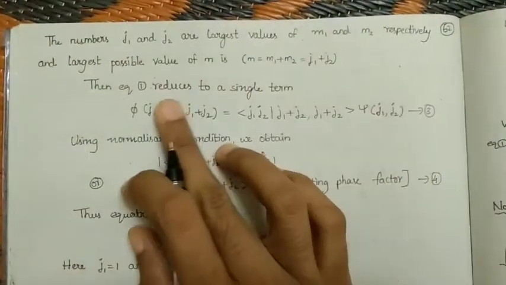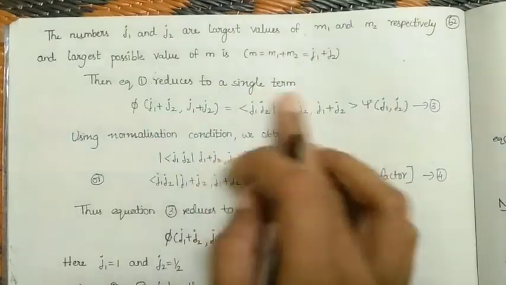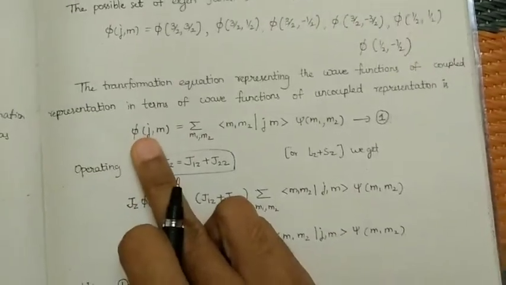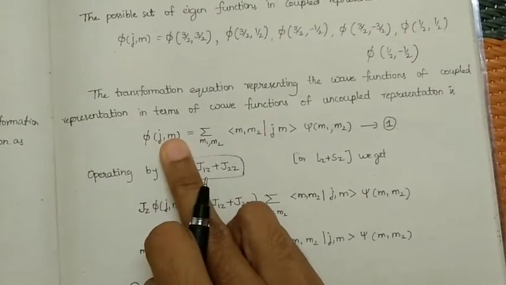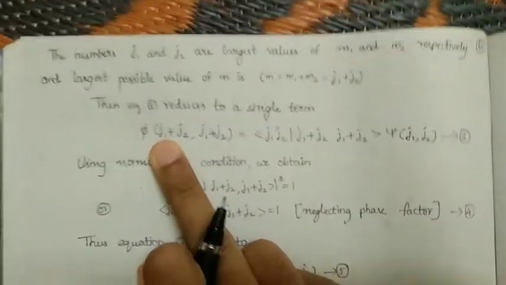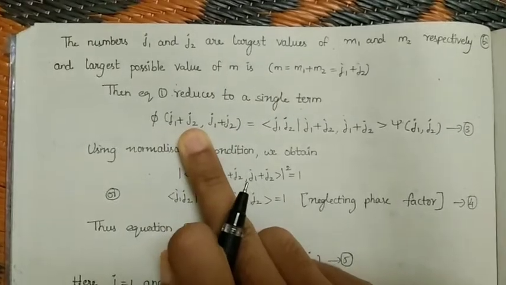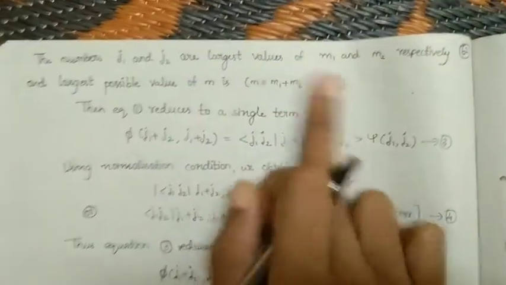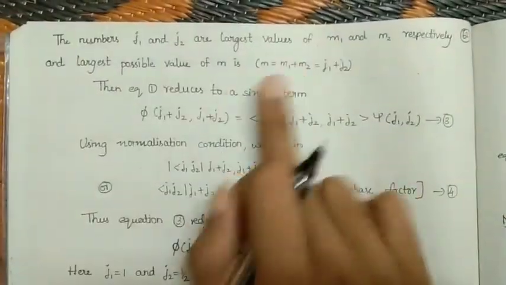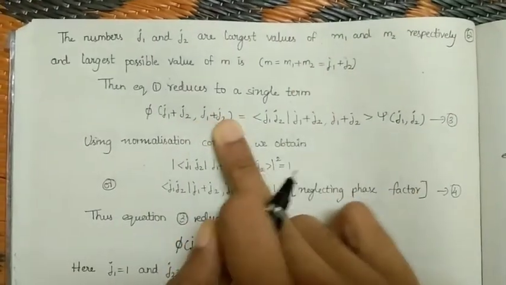So what we would have is that equation 1 reduces to a single term. In equation 1, in the place of j, we put j1 plus j2, and in the place of m also j1 plus j2, because j is considered at its maximum possible value. And in the place of m, we have m1 equal to j1 and, in the place of m2, j2. So this is the thing.